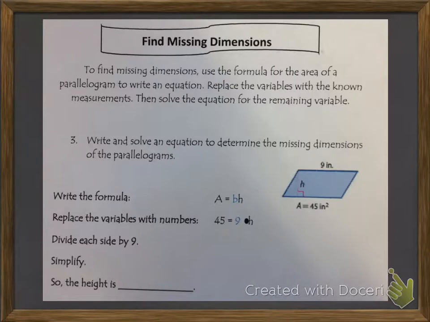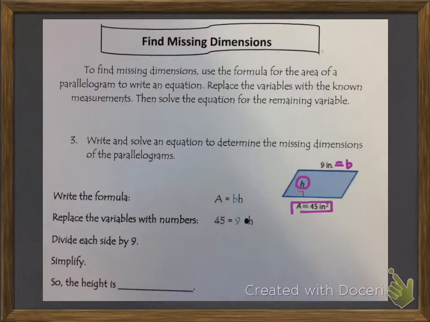Now we are going to learn how to find a missing dimension. So in this, we are going to use the area of a parallelogram to write our equation. We still replace the variables of what we know, and then we solve for whatever's left over. So if we look over here, we have an h. That means we do not know the height. We know the area, and this is one of our straight lines, so this is our base. So we have our formula written out, A equals base times height, B times H.